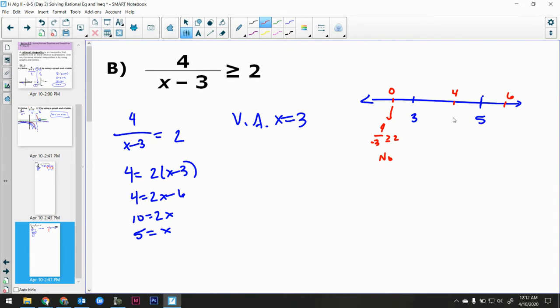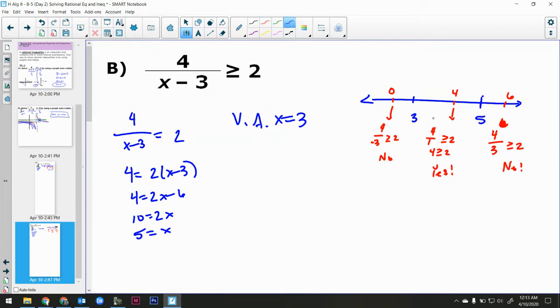Let's pick a 4 and see what happens. 4 over 4 minus 3 is 4. Greater than or equal to 2? Is 4 greater than or equal to 2? Yep. Let's pick a 6. Oh, no, sorry. 4 over 6 minus 3 is 4 over 3. Is that a true statement? 4/3 greater than or equal to 2? No, 1.3 is not greater than 2. So that's a no. Okay, so what happens when we have a no, yes, no?